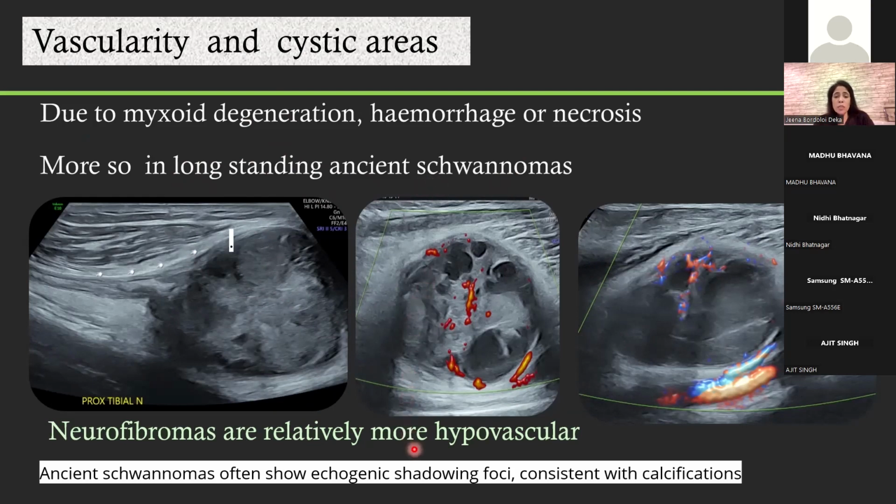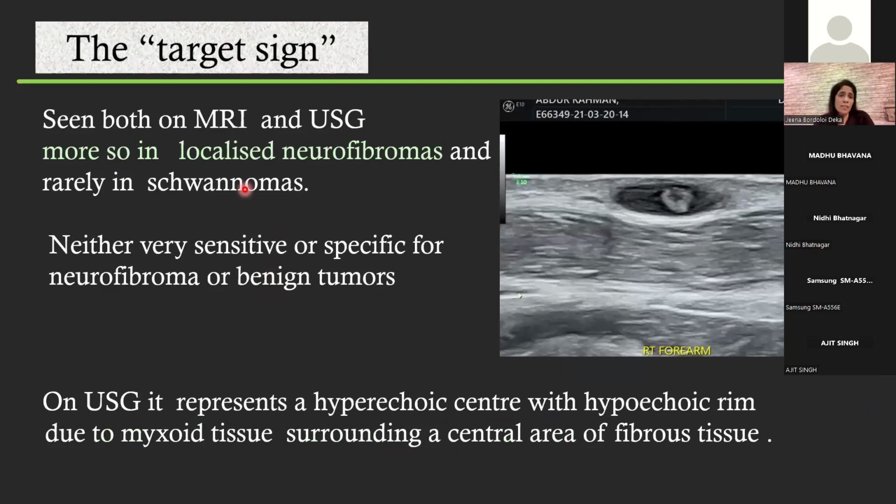So we can also see echogenic shadowing foci, which are consistent with calcifications, and these are also seen in ancient schwannomas. Another very well-known sign is the target sign. So this is seen both on MRI and ultrasound. It is more seen in localized neurofibromas and rarely in schwannomas. So on ultrasound, it represents a hyperechoic center, which is fibrous tissue, and it is surrounded by a hypoechoic rim due to myxoid tissue. And this is the target sign. But we've got to remember that this is neither very sensitive nor very specific for neurofibromas or benign tumors.